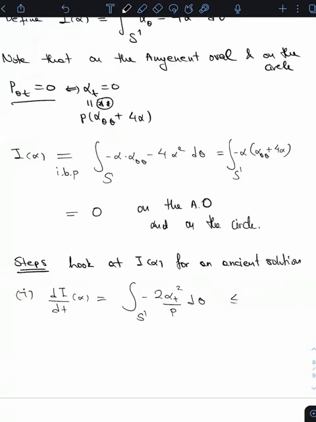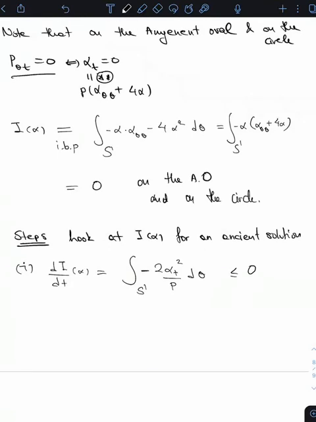Now this, of course, is less or equal than 0, okay? P, remember, is always positive, is kappa squared, and I have alpha_t squared, this is positive, and I have this minus sign, which makes everything less or equal than 0. Okay, so we showed that this function is always non-increasing along a flow. Well, the flows we are considering, right? Ancient, compact, convex.